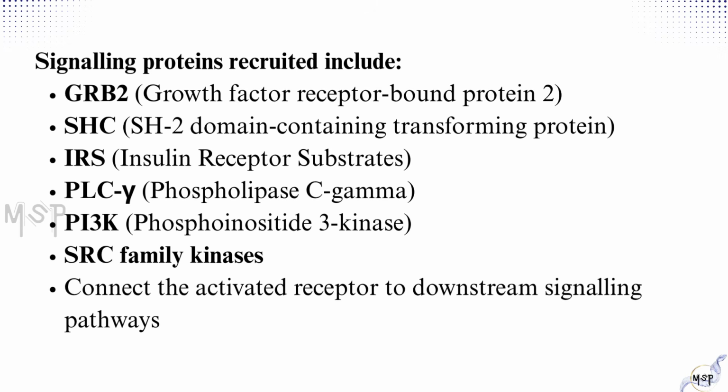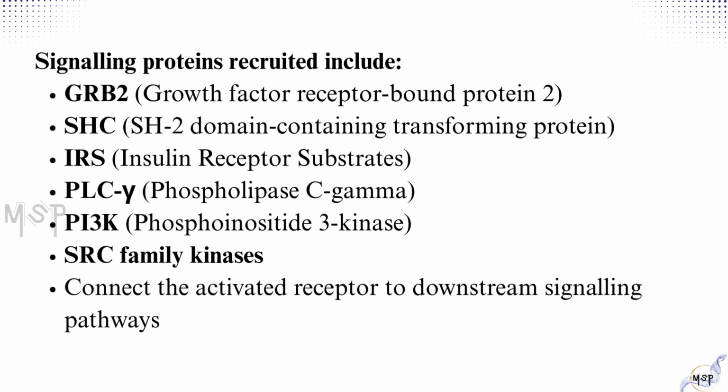Examples of proteins that can interact with activated receptor signaling complexes include growth factor receptor-bound protein 2, SH2 domain-containing transforming protein, insulin receptor substrates, phospholipase C-gamma, phosphoinositide 3 kinase, and SRC family kinases. These proteins help connect the activated receptor to downstream signaling pathways.